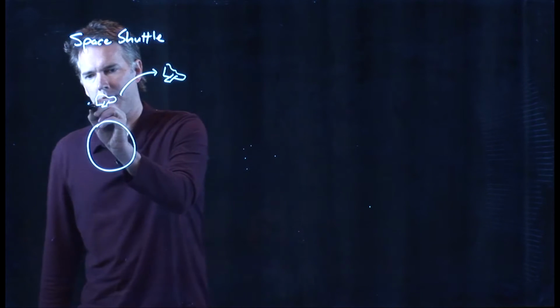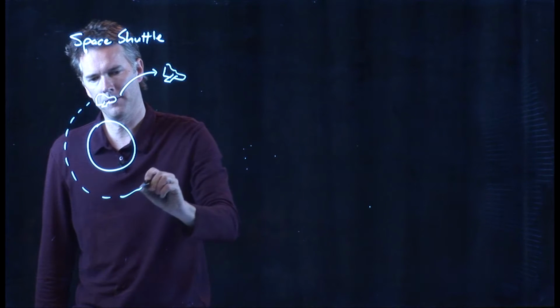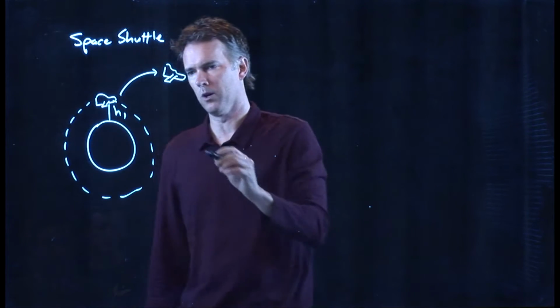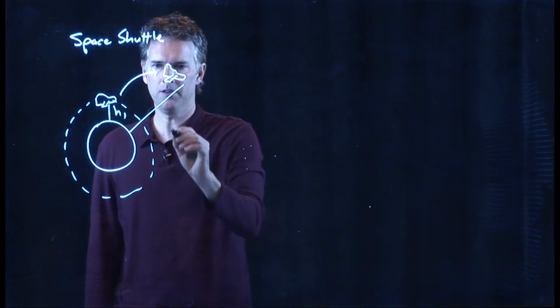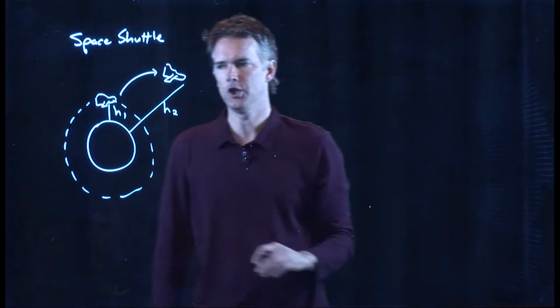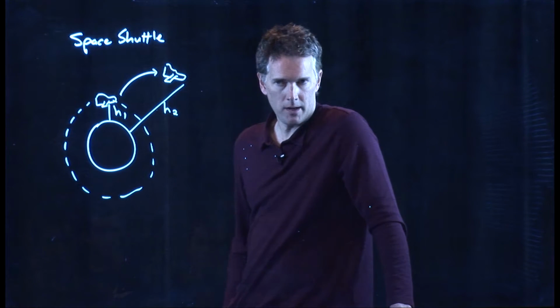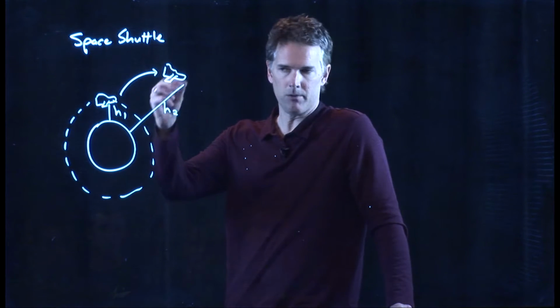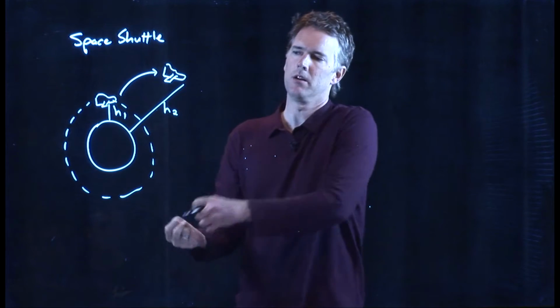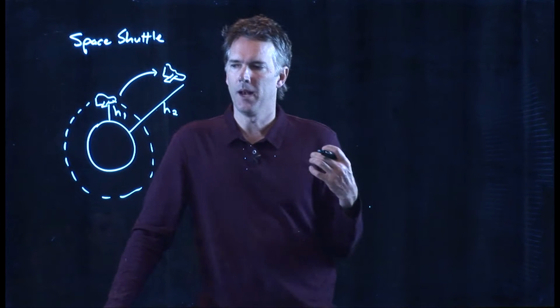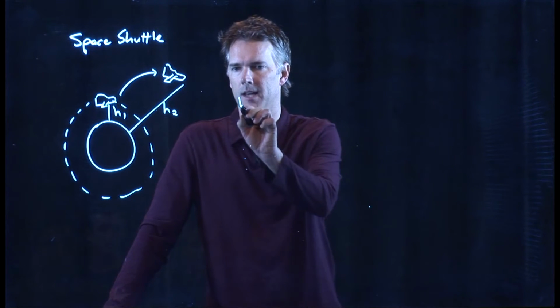If this altitude here, above the surface of the Earth, is h1, and we've got to get up to this altitude here, h2, how do we do that? We know how to do it in reality, right? You turn on your burners on the space shuttle, fires out the exhaust, goes up to this higher altitude. But how do we calculate how much work it's going to take to do that?